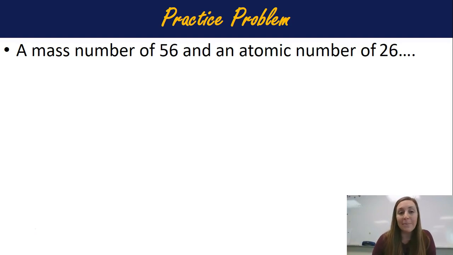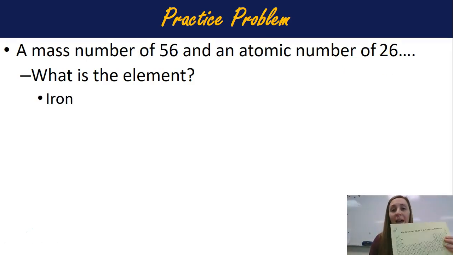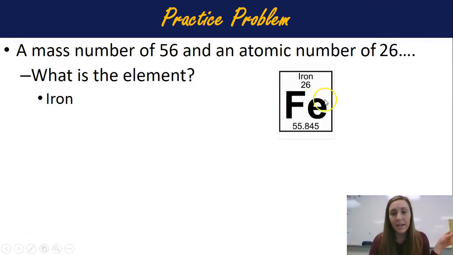So what about an atom that has a mass number of 56 and an atomic number of 26? Let's ask some questions. First, what is the element? Well, which of these determines what the element is? Would it be the mass number or the atomic number? The periodic table goes in order of atomic number. So you're going to find iron as number 26 for the atomic number. So here's what it looks like. 26 is what tells you.